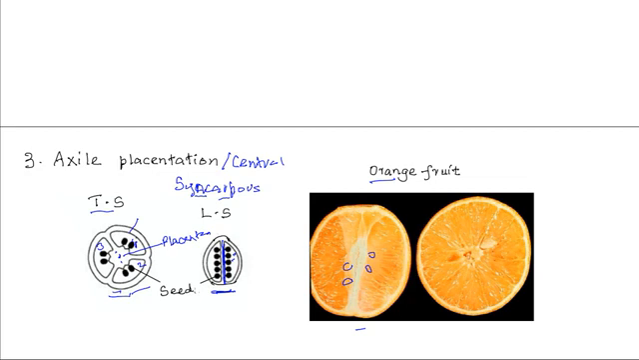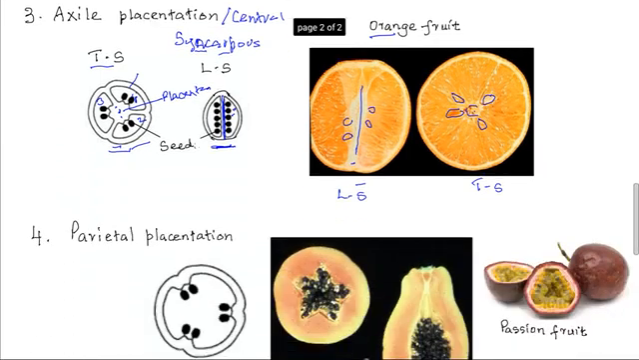This is a longitudinal section where the placenta forms the main axis, so it makes the axial placentation. Or in a transverse section. So this is a transverse section, that is a longitudinal section. See, the seeds are attached to the central placenta. This is the placenta. So orange fruit, lemon fruit, and even tomato fruit have axial placentation. The next you have the parietal placentation.